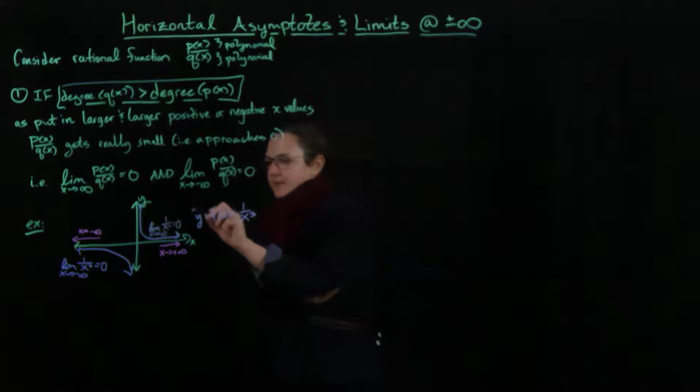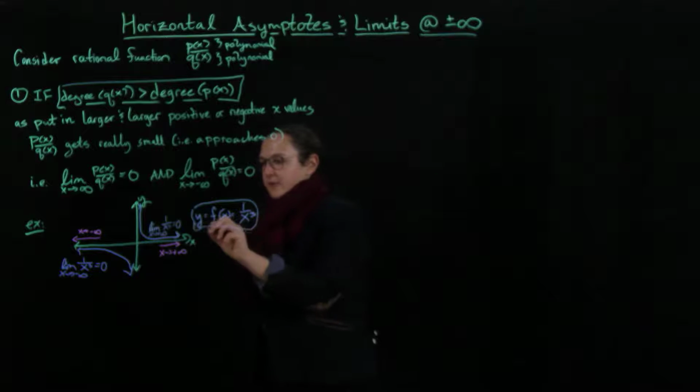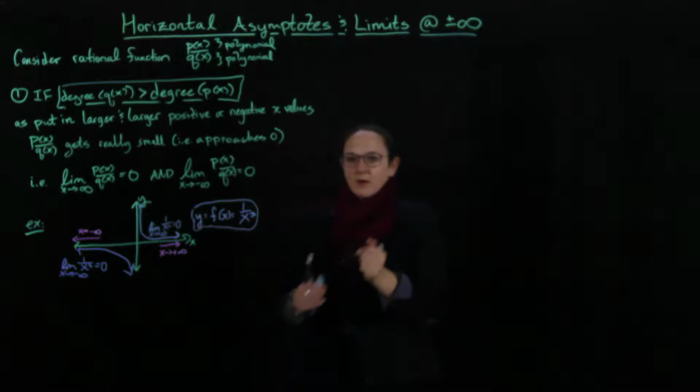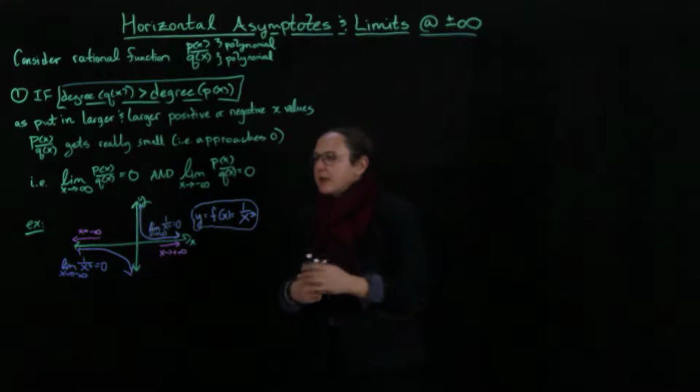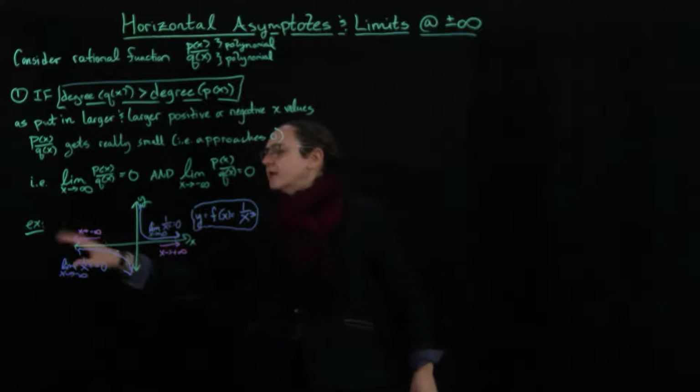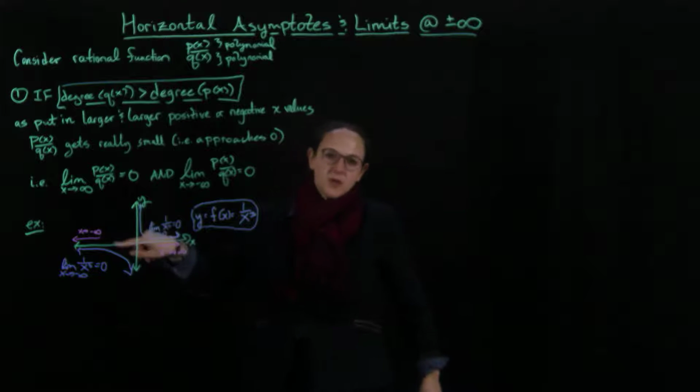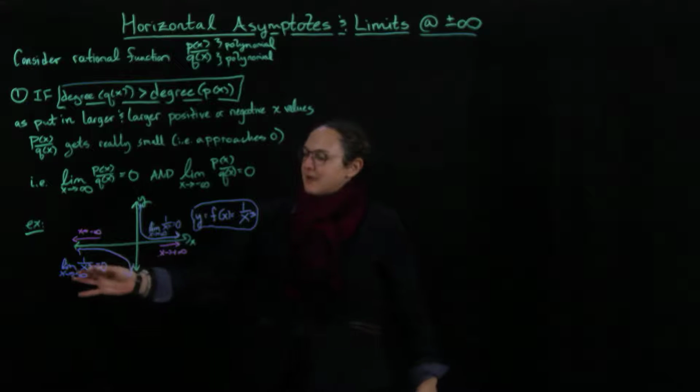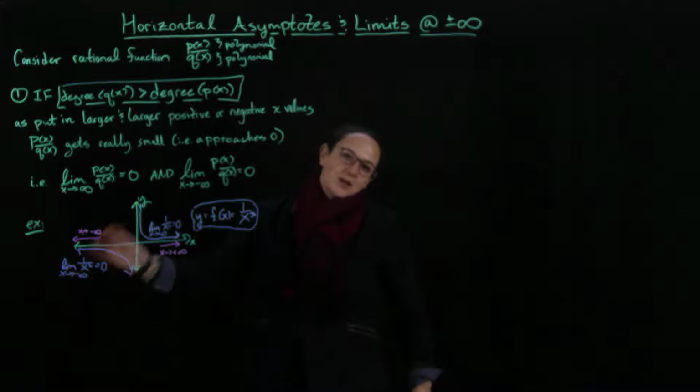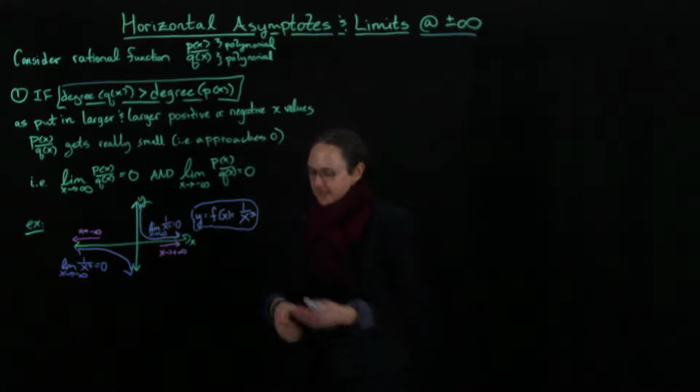Okay, this was the graph. I'm looking at the graph of this function in the picture. So this was my example, and you could think of it as putting in values like minus 100, minus 1,000, and so on, and my denominator is getting really, really big. And so that's going to dominate.